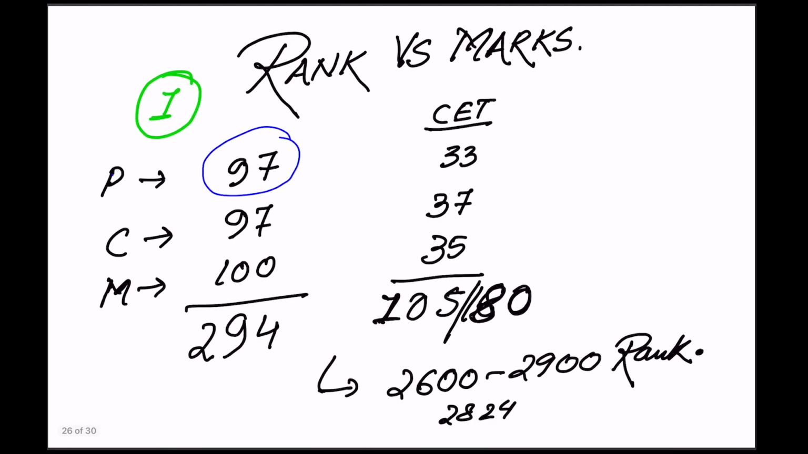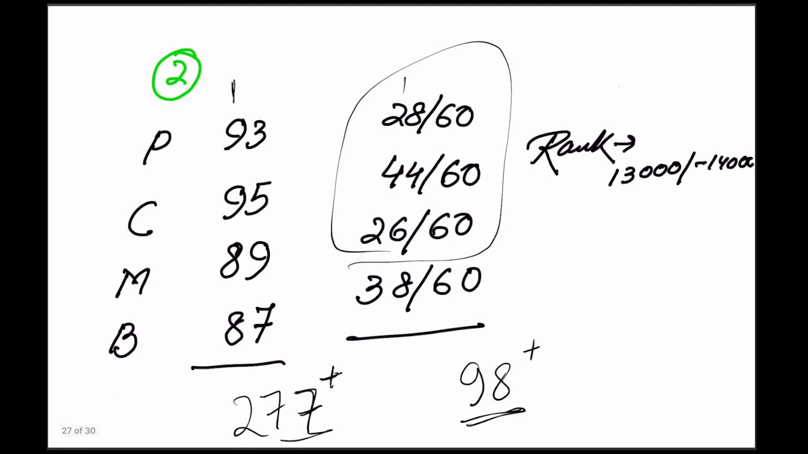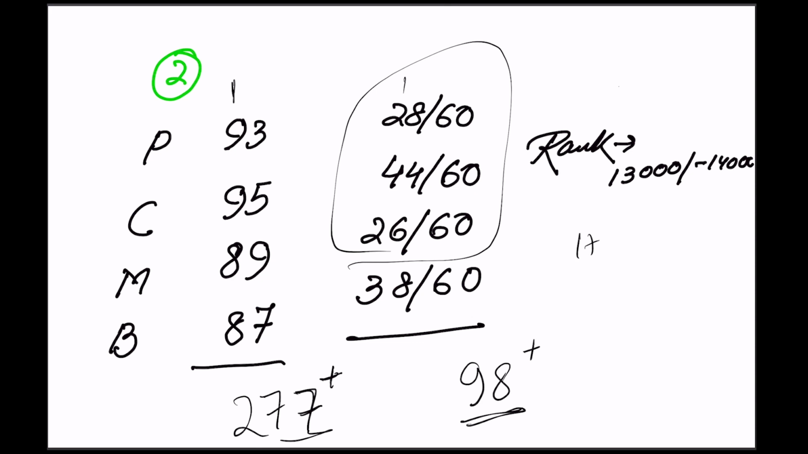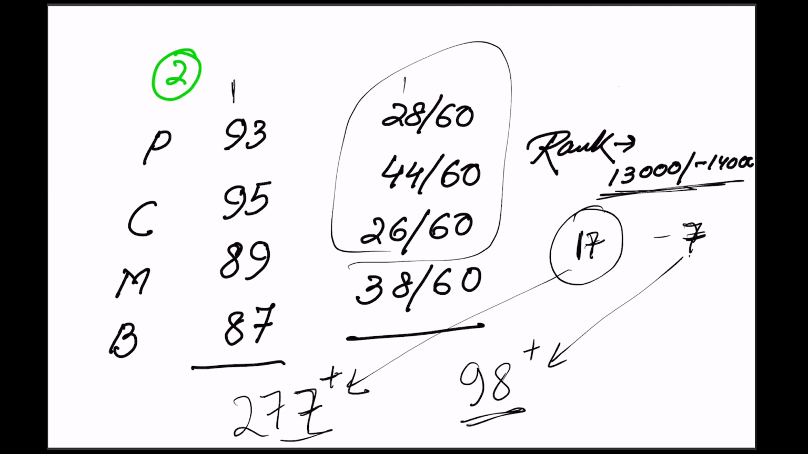Here he got deflected by how much marks? 4, 10, 14 and 3, 17 marks. And here 7 marks. 17 in the PU and 7 in here. So see just the deflection. 17 he got deflected in PU and 7 he got deflected in KCET. His rank is around 13 to 14,000.